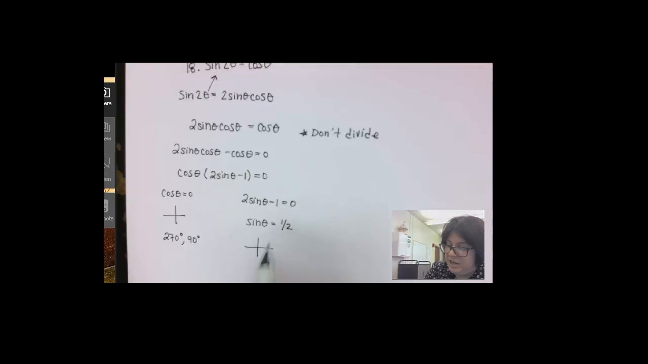That one's a little trickier, but you know it's going to be a multiple of 30, and we want sine to be the smaller of the two, so we want the y to be the smaller. So it's going to be this angle right here, 30, and then also in quadrant 2. So this one right here, which is 30 degrees from 180. Or 150.